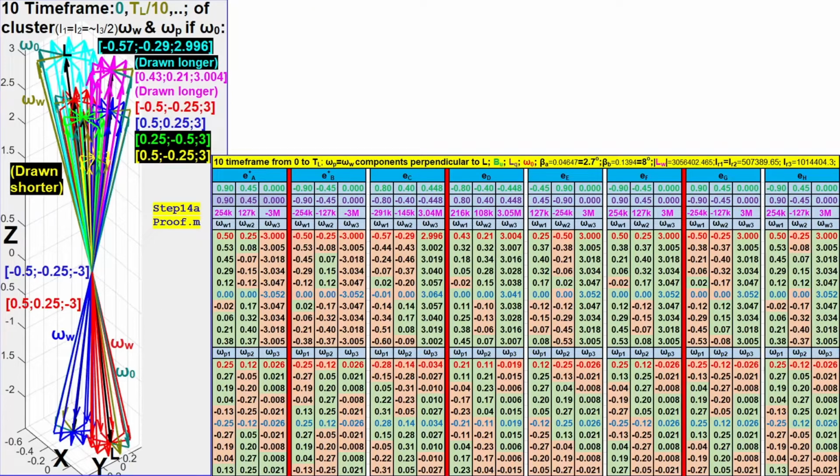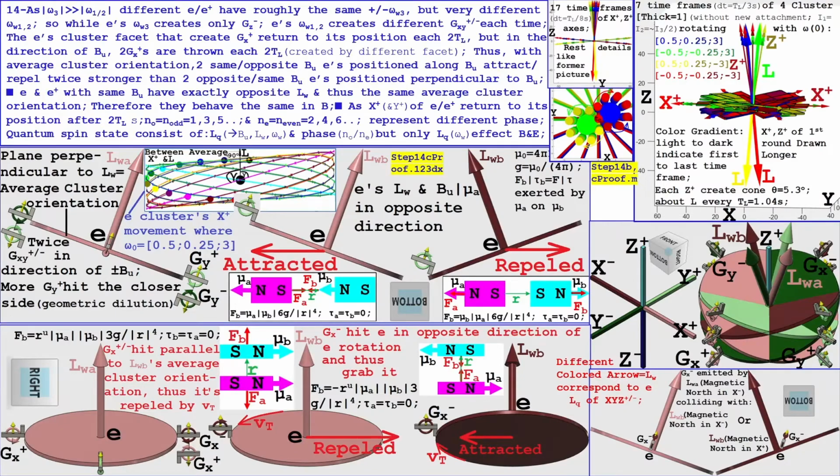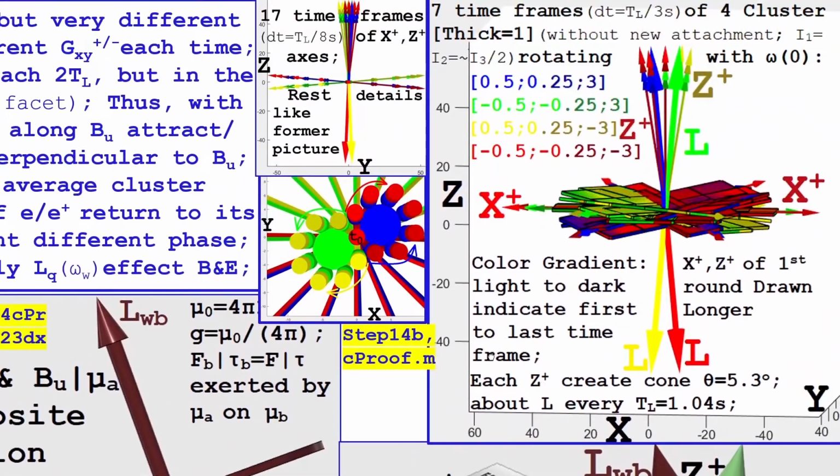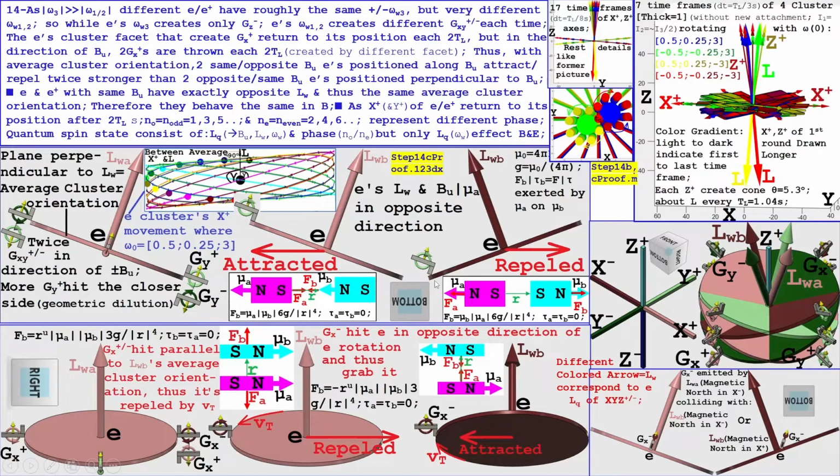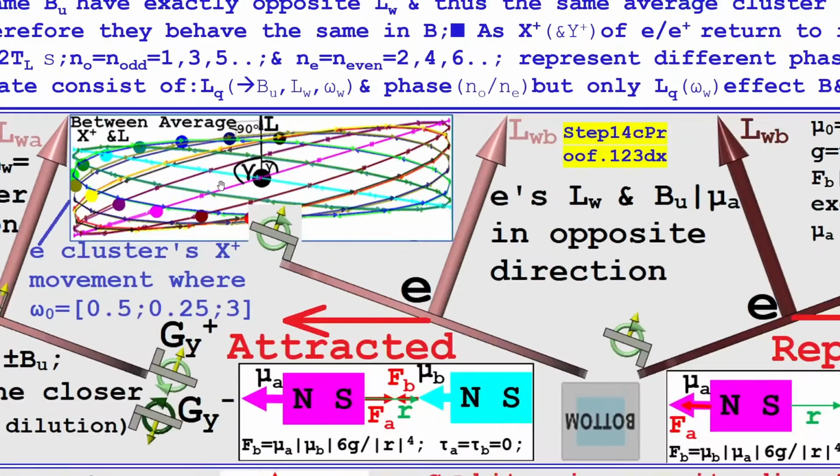Step 14. The period of the electron's major axis is half of the period of its other axes. Thus two different facets are capable of throwing G sub x plus in the direction of the electron's magnetic field, but only one facet is capable of throwing G sub x plus in a specific perpendicular direction. Therefore, the electron's magnetic field is twice stronger in the direction of its primary magnetic field than in any perpendicular direction. The plane perpendicular to the angular momentum represents the average cluster orientation.